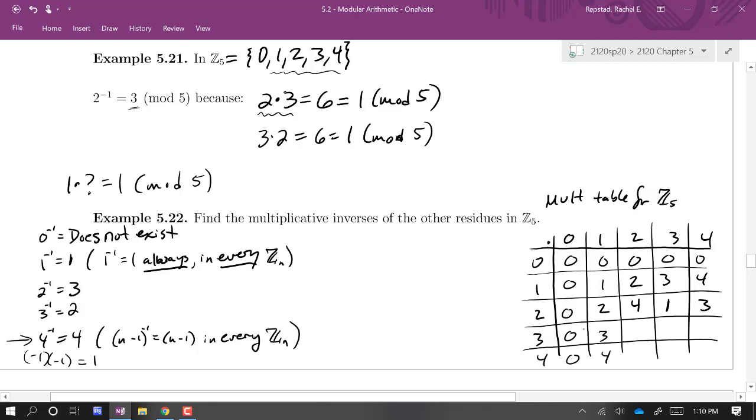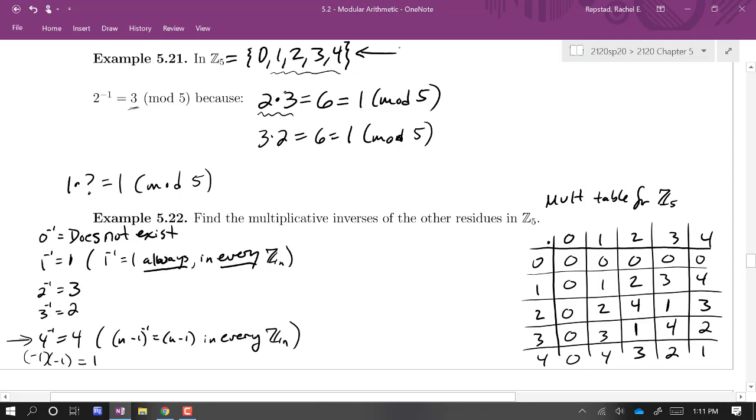The row for 3 times 2 is 1. 3 times 3 is 9, 9 is 4 mod 5, and 3 times 4 is 12, which is 2 mod 5. And then last, 4 times 2 is 8, which is 3 mod 5. 4 times 3 is 12, which is 2 mod 5. 4 times 4 is 16, that's 1 mod 5. So notice that I did the multiplication, then I reduced. So all the numbers in these boxes are elements of Zn, are reduced, are chosen from 0 through 4.